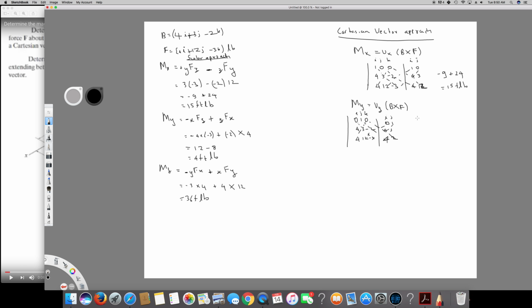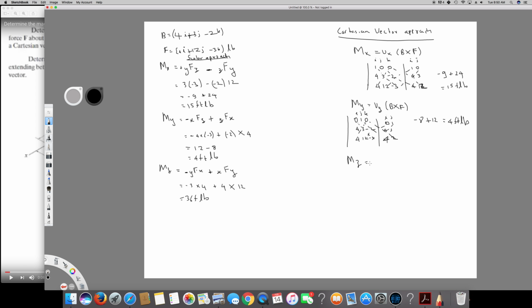So positive 12 minus 8. So minus 8 from positive direction plus 12 from the negative direction, therefore it's going to be 4 foot pounds. So that's what I have got here too. And let's do Mz.